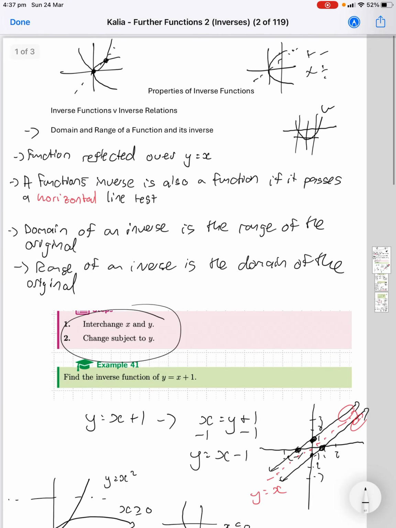Now, this is a giant crash course in inverse functions. This is part 2 of the work on further functions, and part 1 will come up a little bit later.